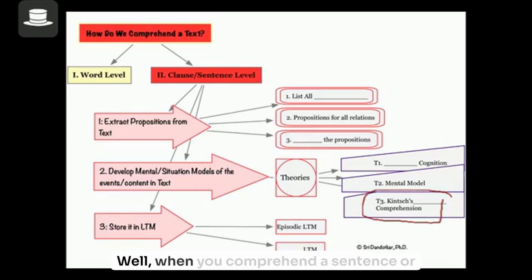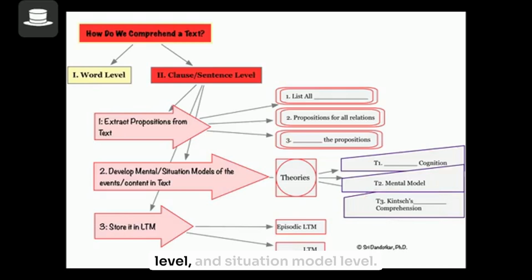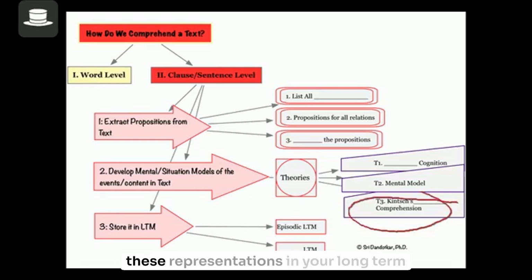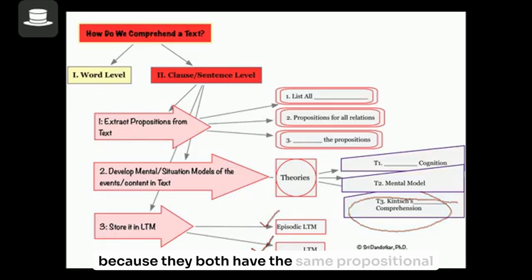Mental models propose that these propositions are grouped together based on how related they are in terms of their content, all related to one event, one time, one character, are put together to form one mental model and so forth. Kintsch's theory talks about what the product of comprehension is. When you comprehend a sentence or eventually the paragraph, there are three levels of representation at each time you develop: the surface form level, text-based level, and situation model layer. As a result, you store these representations in your long-term memory, and it becomes a part of both episodic and semantic long-term memory. This is something you need to keep in mind because they both have the same propositional structure.